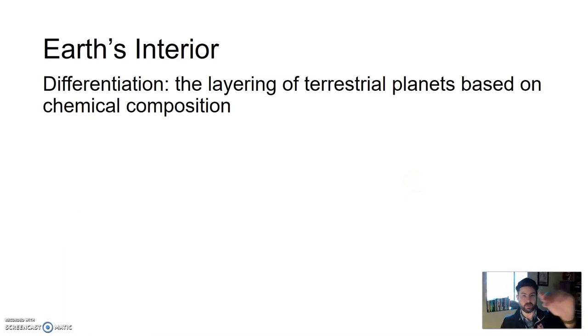The process of what happened on the inside is called differentiation. That's the layering of the terrestrial rocky planets based on chemical composition. Meaning, heavier stuff sank to the middle of the planet. There's no bottom. It sank to the middle. The lighter stuff stayed on the outside. Heavier chemical composition stuff sank to the middle, lighter stuff on the outside.